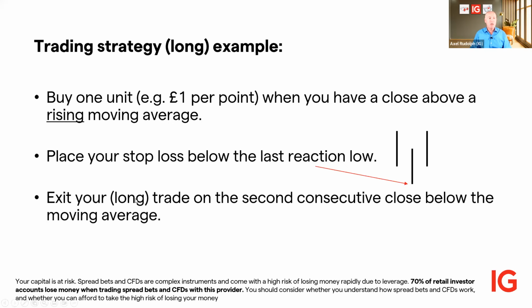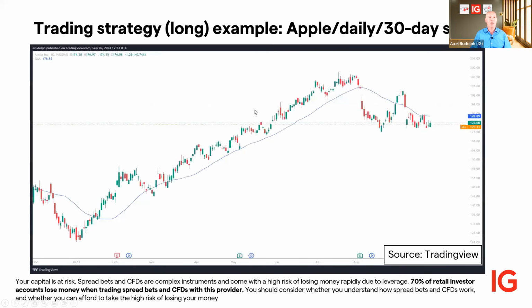And with this strategy here, what we do, we exit our long trade on the second consecutive close below the moving average. What that means is 2 closes, one after the other, below the moving average. That's when you get out, unless, of course, you were stopped out beforehand with that stop we had in place. So let me just show you this graphically. Here I show you the Apple share price from the end of last year. It's a daily candlestick chart.